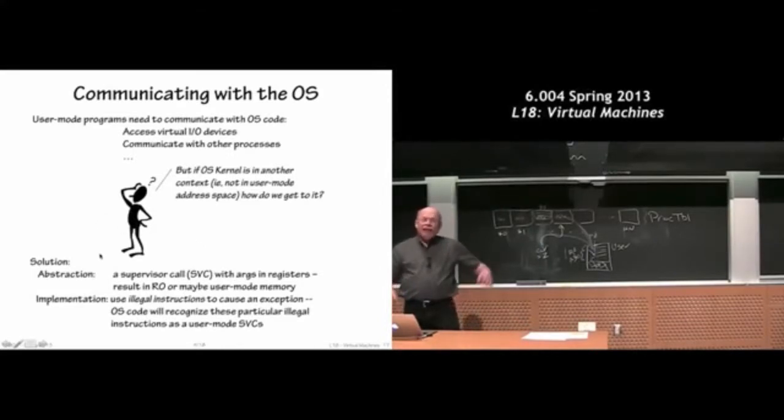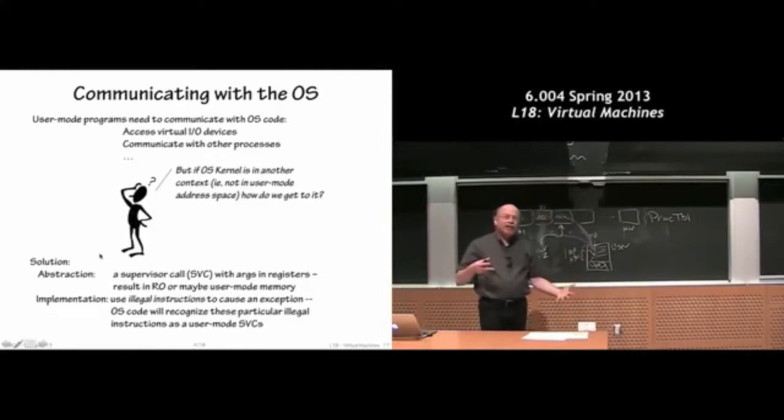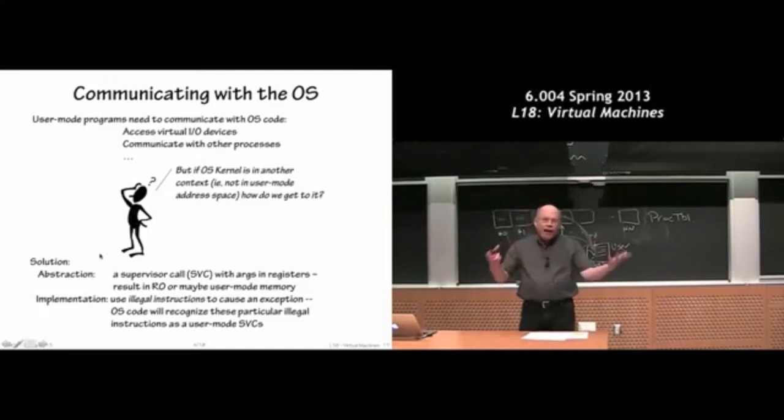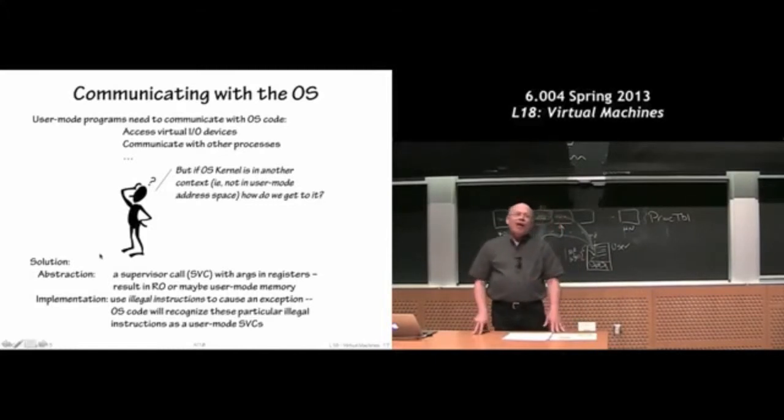In other words, I really want to do a subroutine call to the kernel, but the kernel's code is not anywhere in my user's address space. So I can't simply do a branch like I would normally do. I need some way of transferring from user mode into kernel mode in a way that the kernel says, oh, you want to know the time of day? Fine, I'll give it to you.